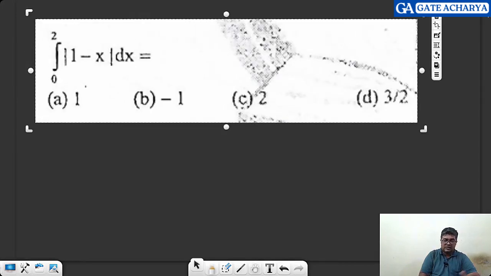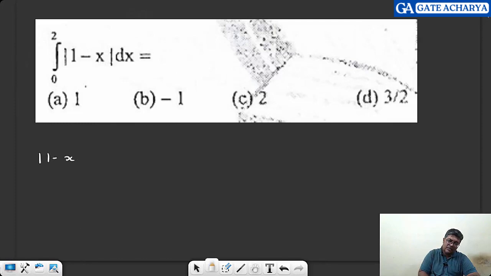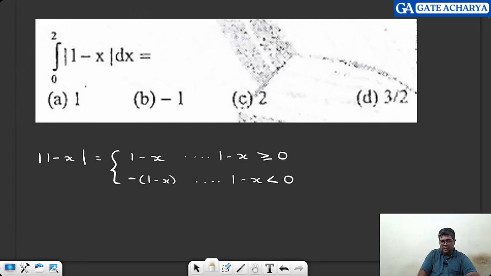Okay, so let's start with the first integration. Now here, what is the function given to us? Modulus of 1 minus x. When I ask you to do the integration, first of all, understand what this mod of 1 minus x is. Let's define this function. Mod of 1 minus x is 1 minus x if 1 minus x is greater than or equal to 0, and the negative value of 1 minus x if 1 minus x as a whole is less than 0. This is how we define mod x. So here, inside the mod, the term is 1 minus x.